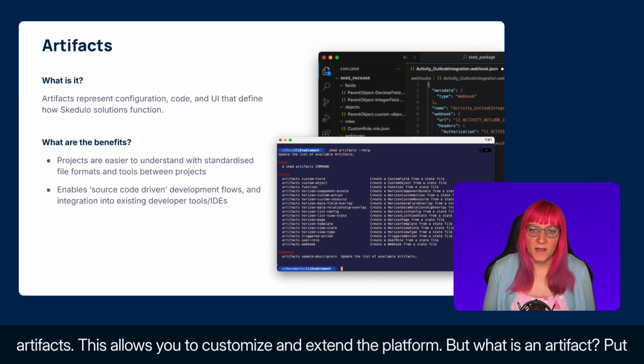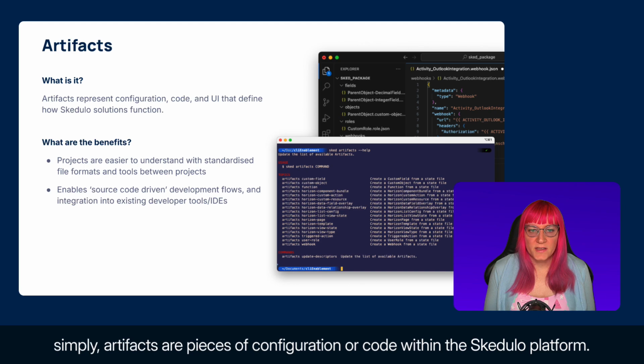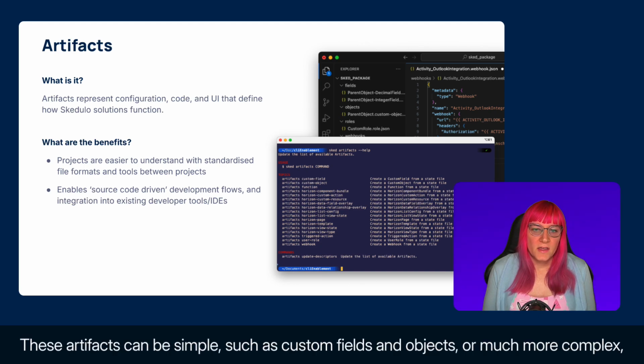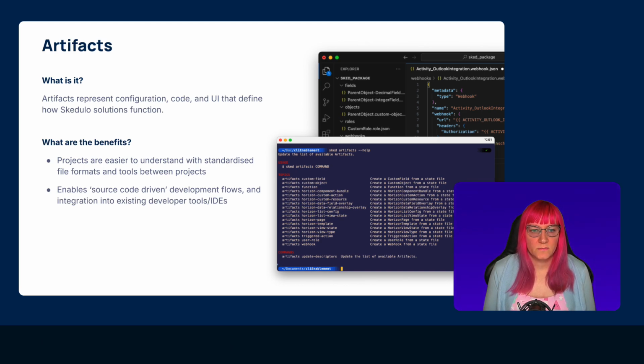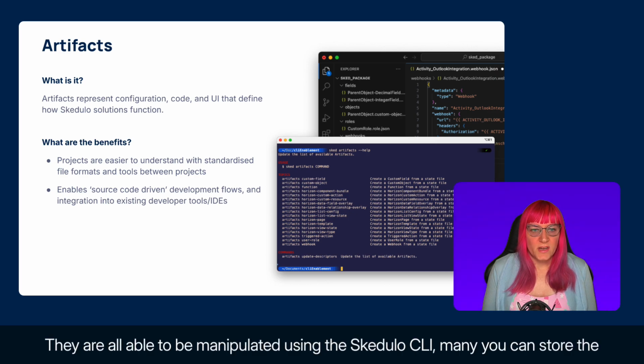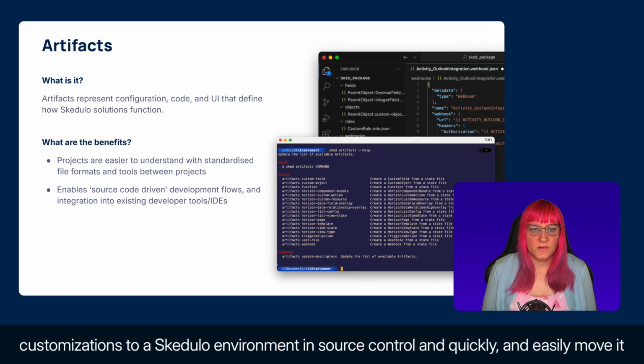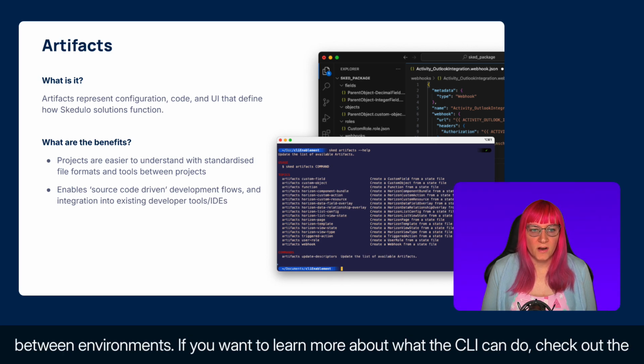But what is an artifact? Put simply, artifacts are pieces of configuration or code within the Skedulo platform. These artifacts can be simple, such as custom fields and objects, or much more complex, such as mobile extensions. They are all able to be manipulated using the Skedulo CLI, meaning you can store the customizations to your Skedulo environment in source control and quickly and easily move it between environments.